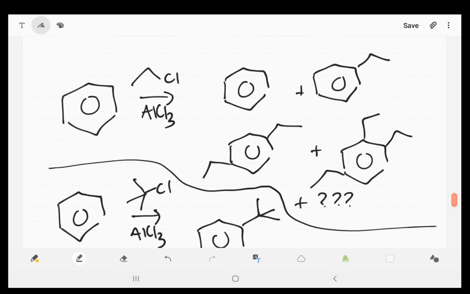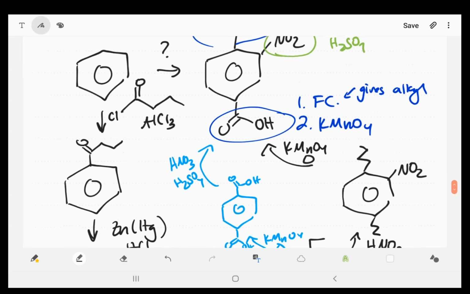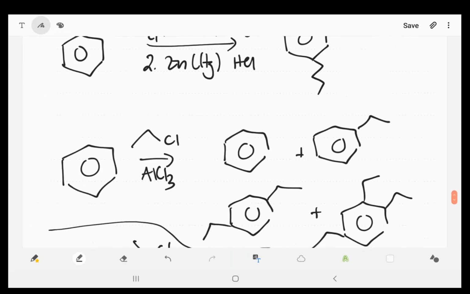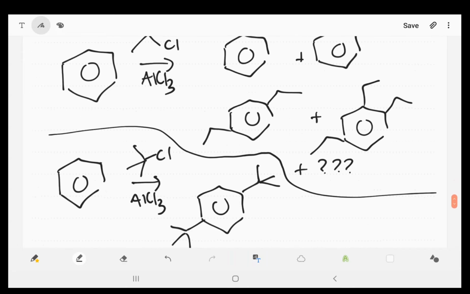Because again here, as soon as you put on your first alkyl group, it's more reactive. Now it attacks again. As soon as you put on an acyl group, though, you make it less reactive, thereby reducing the chance that you're going to get 2 acyl groups on there. And even if you were to get a second acyl group, it would go to a meta position. So, not ideal. Alright, so that's the hint. Friedel-Crafts alkylation is not so great.